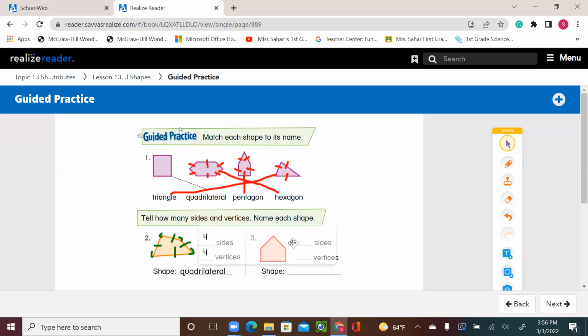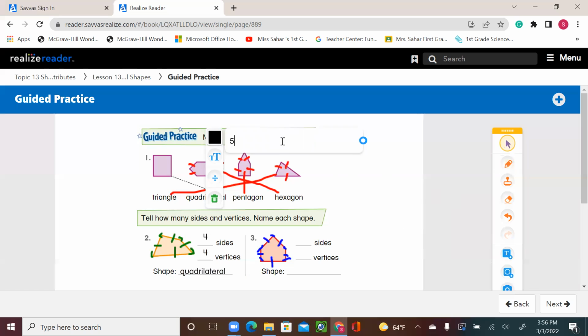What we're going to do is count the sides, count the vertices, and then see what the name of my shape is. So let's use a different color. Count the sides, 1, 2, 3, 4, 5. How many vertices? 1, 2, 3, 4, 5. So that's 5 sides and 5 vertices.